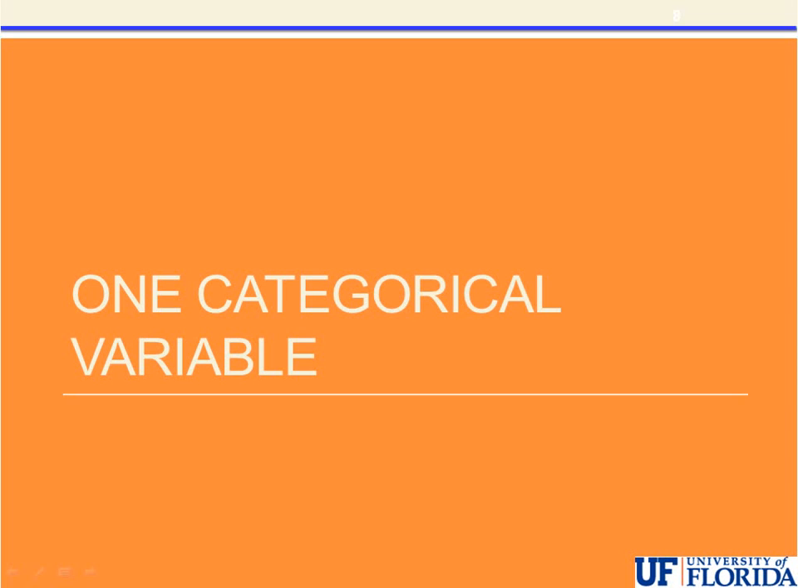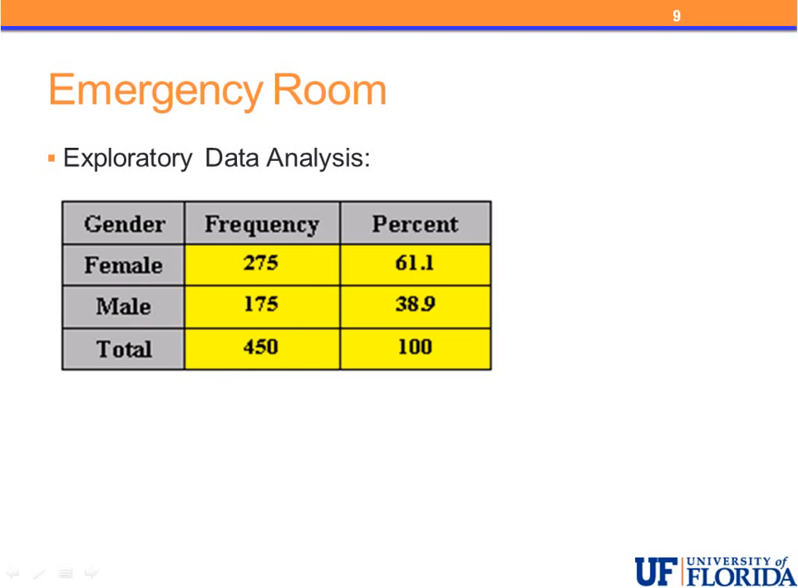We begin with a simple binary categorical variable, gender in emergency room patients. In a survey of a random sample of 450 emergency room patients at a certain hospital, 275 were female and 175 were male. Our raw data consists of a list of 450 observations containing the gender of each patient. We can summarize this data numerically using a frequency distribution.